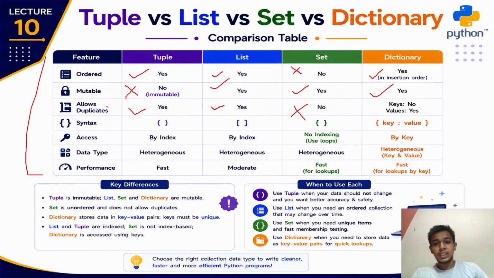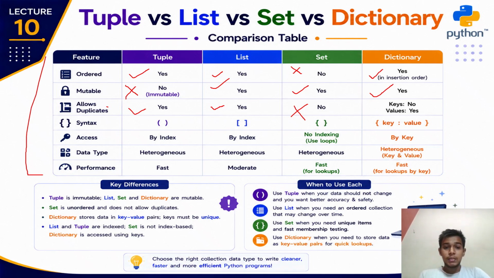Now let's discuss the performance. A tuple is generally faster than a list because it cannot be modified. And list is slightly slower than tuple because it supports more operations. A set provides very fast searching and membership testing. For example, if you are checking whether an item exists in a set, it is usually faster than in a list. A dictionary is also very fast when searching by key. That is why dictionaries are widely used in real-world Python programs.